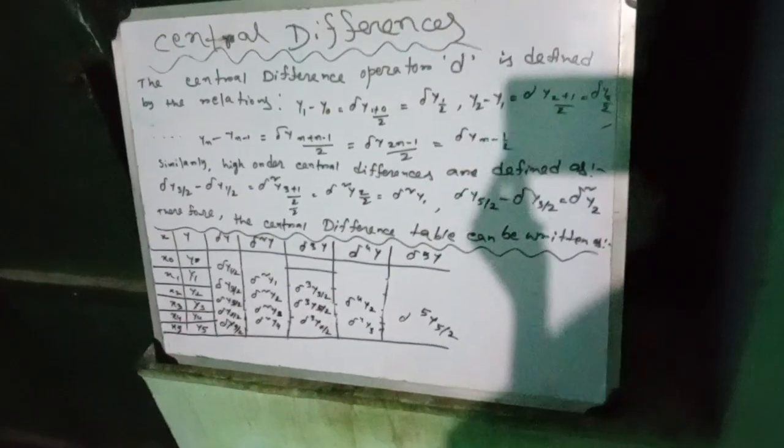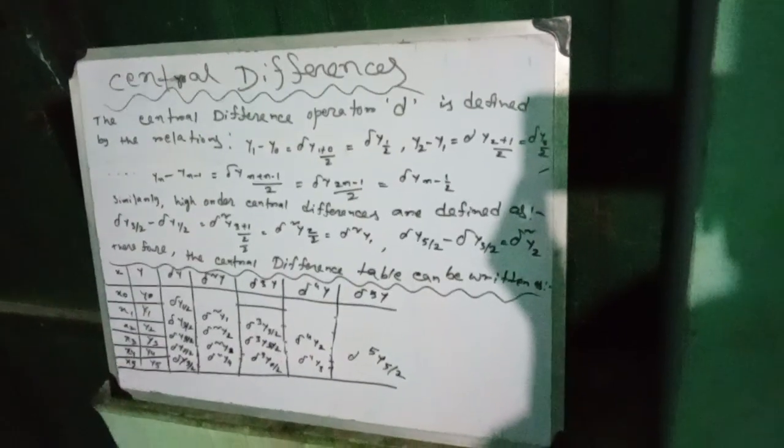So, this is our central difference table, and using this central difference table, in a later lecture we will study Bessel's interpolation formula.